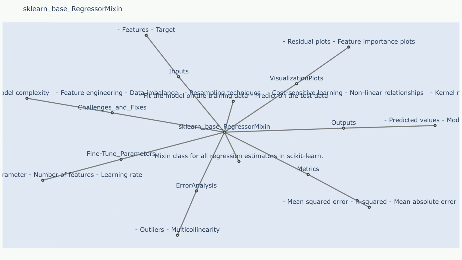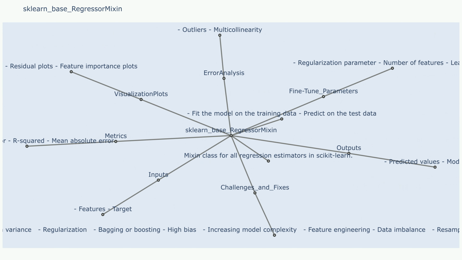Uncertainty methods: confidence intervals provide a range around the prediction, indicating the model's uncertainty. Prediction intervals extend confidence intervals to account for both model uncertainty and randomness in the data.